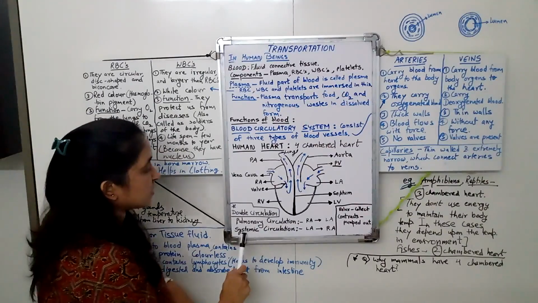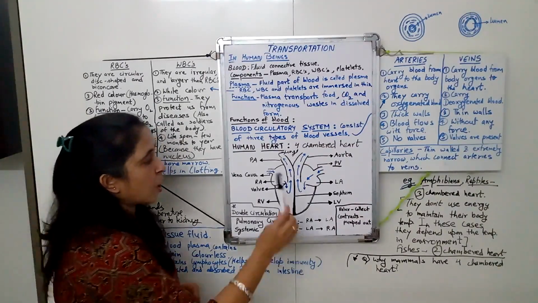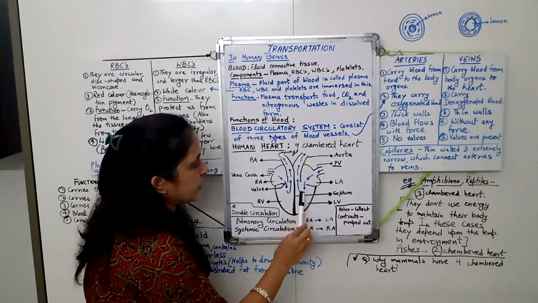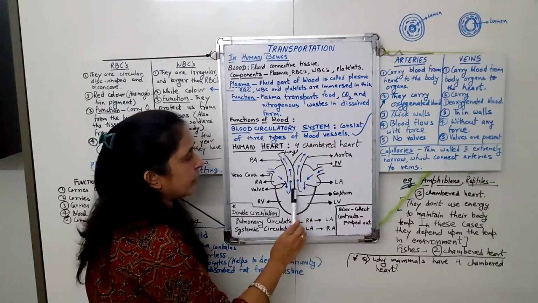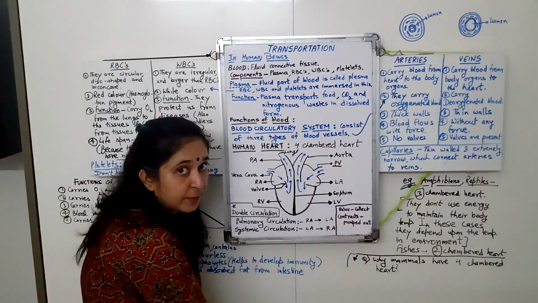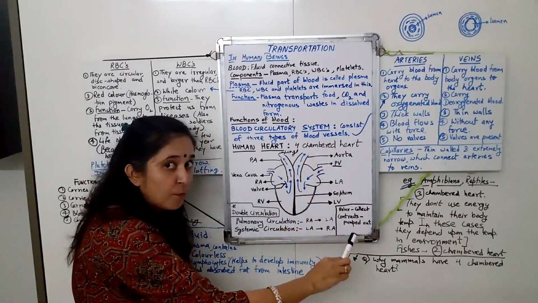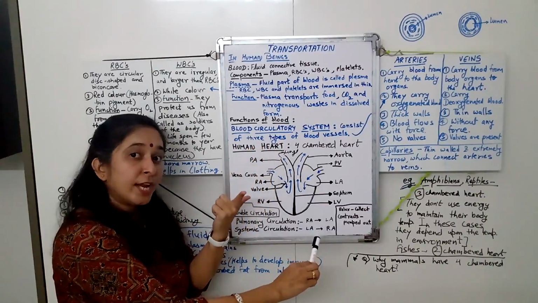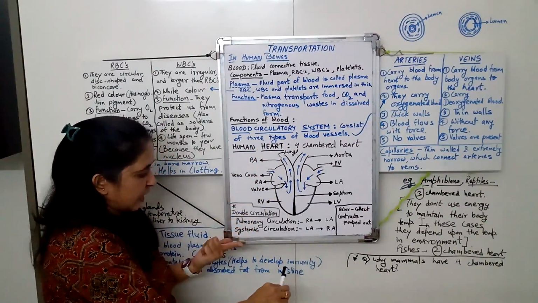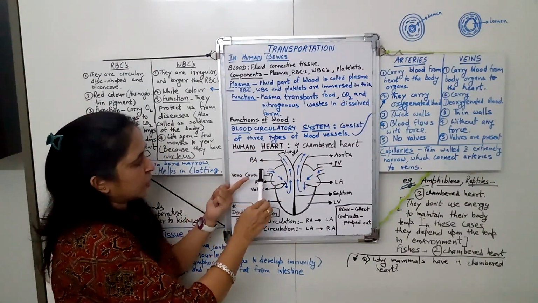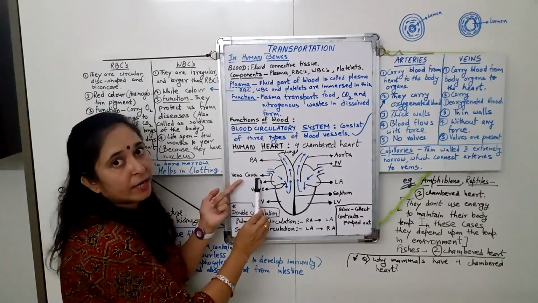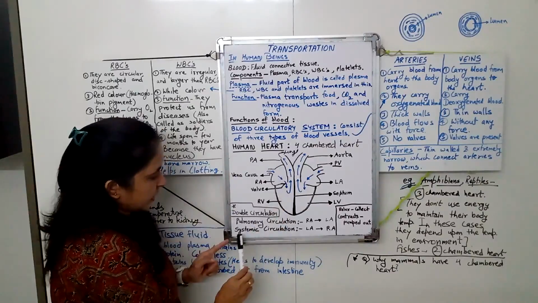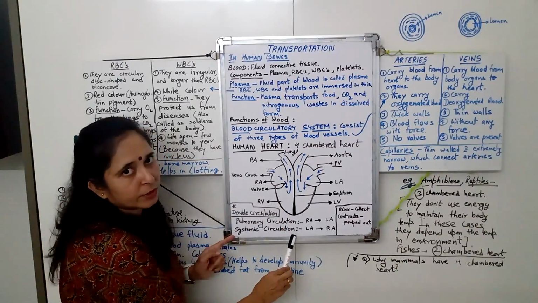Now next is the systemic circulation. From the left atrium, that oxygenated blood will enter into the left ventricle and then through the aorta to all body parts. Now from the body parts, that oxygenated blood will turn into deoxygenated, and that will again come back to the heart through the vena cava. So when it enters the right atrium, that comes under systemic circulation.